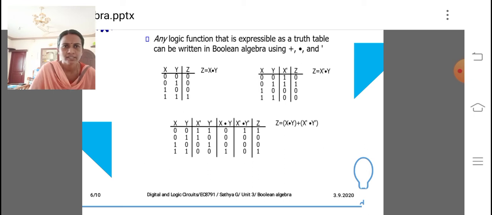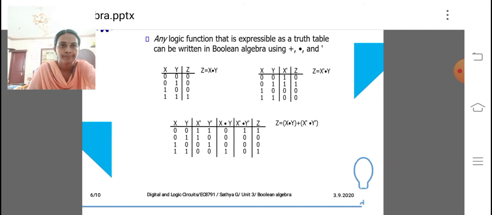In the last case, that is z is equal to x dot y plus x dash dot y dash. First we have to give x and y, next we have to find x dash and y dash, and do the operations separately and find z. So in this way we are finding the solution for these Boolean expressions, that is z is equal to x dot y, z is equal to x dash dot y, and the third case z is equal to x dot y plus x dash dot y dash.